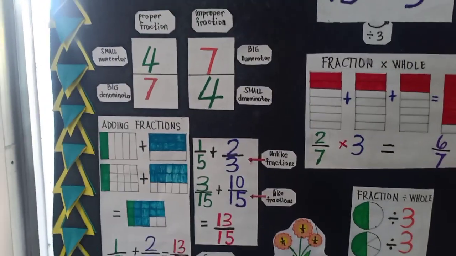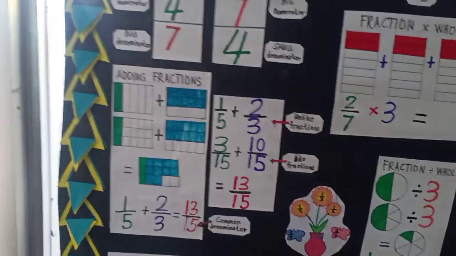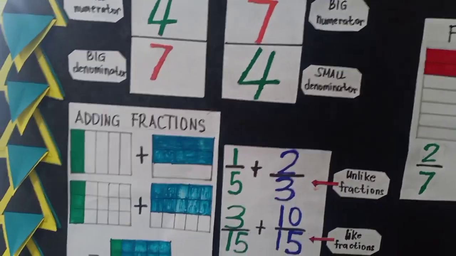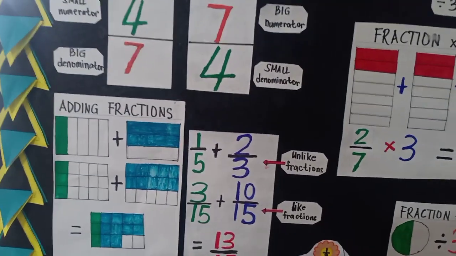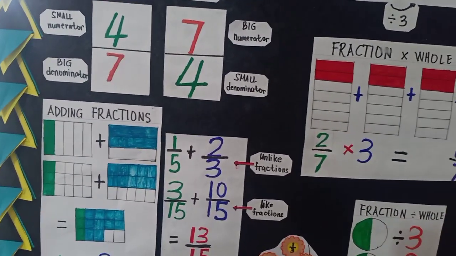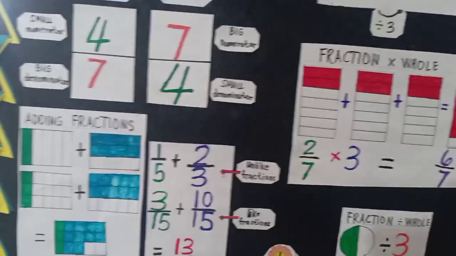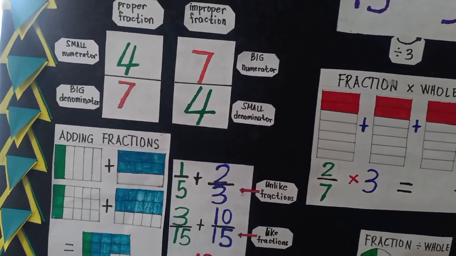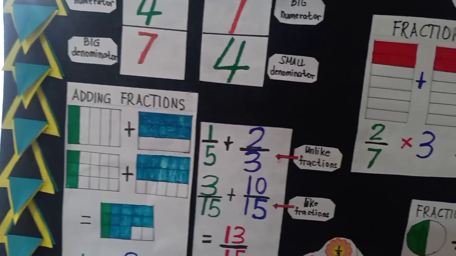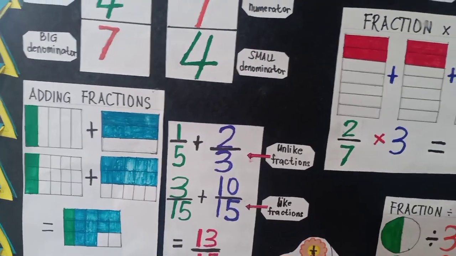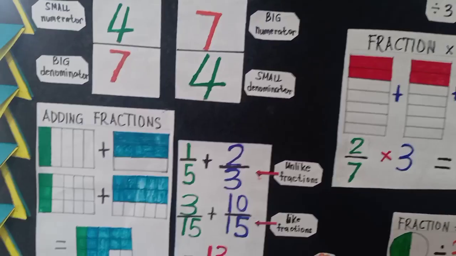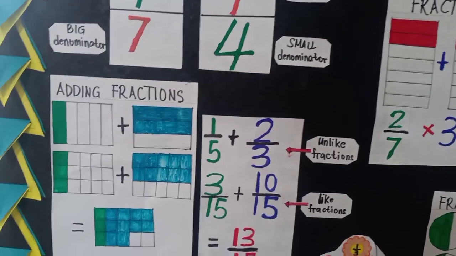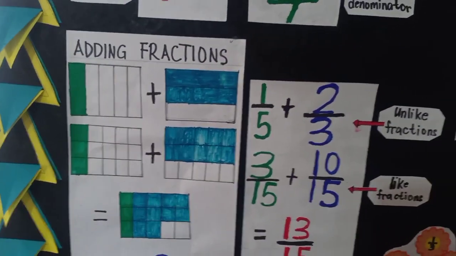And now let's proceed in adding fractions. So I have here an example of 1/5 plus 2/3. So we shade 1/5 plus 2/3. Since our fractions have different denominators, all we have to do is to find the least common multiple of 5 and 3. So the least common multiple of 5 and 3 is 15. So 15 divided by 5 is 3 times 1 is 3. So we shade 3 over 15. And then 15 divided by 3 is 5 times 2 is 10. So 10 over 15 we shaded it already.